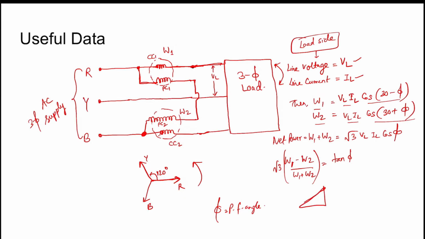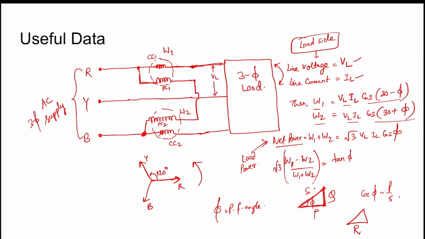Now I want to say that for the load side, this W1 and W2 will read the net power, that is the load power. Now if the active power consumed by the load is P, the reactive power is Q and S is the apparent power, then for power factor angle phi, cos phi equals P by S.